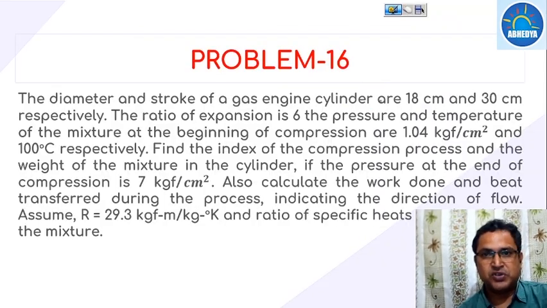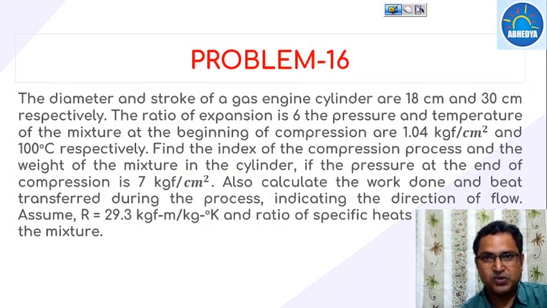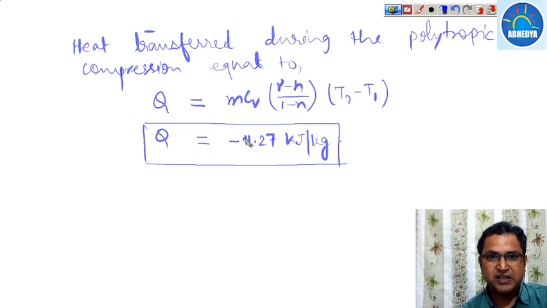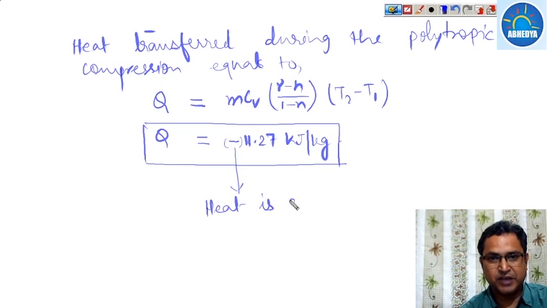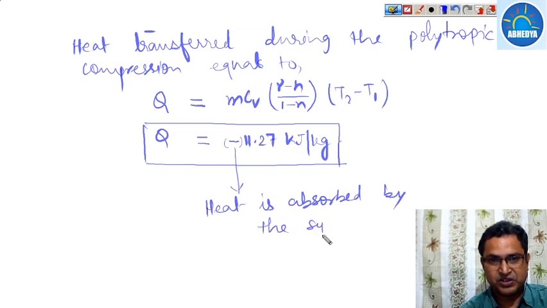So as per the question, what is the heat transfer during the process, indicating the direction of flow? Minus 11.27 kilojoule per kg of heat has been transferred. So this negative sign shows that heat is absorbed by the system.